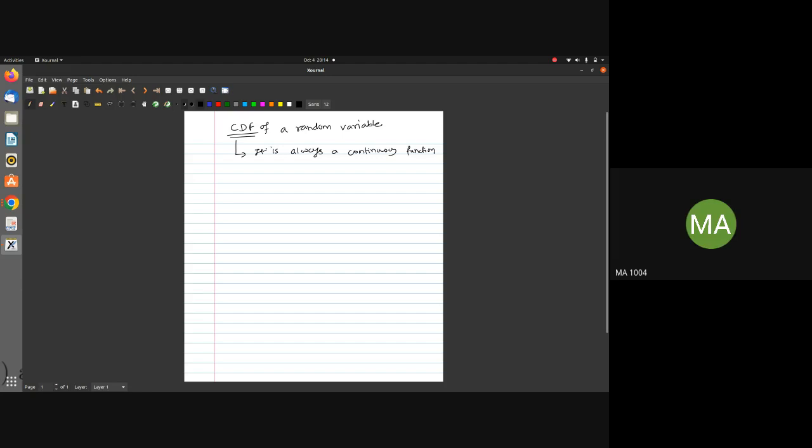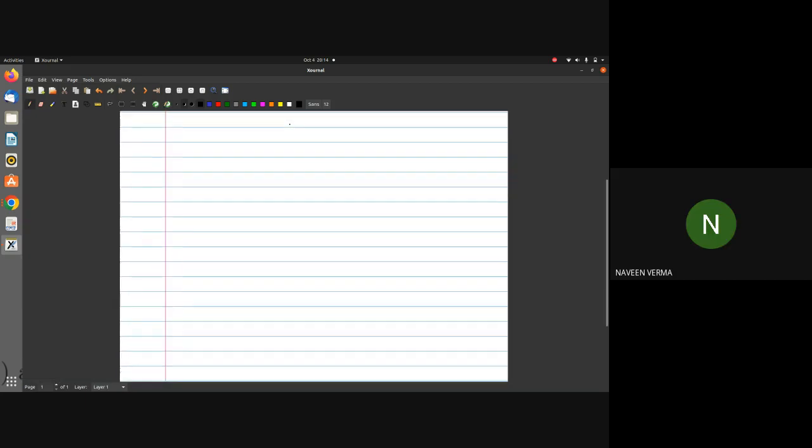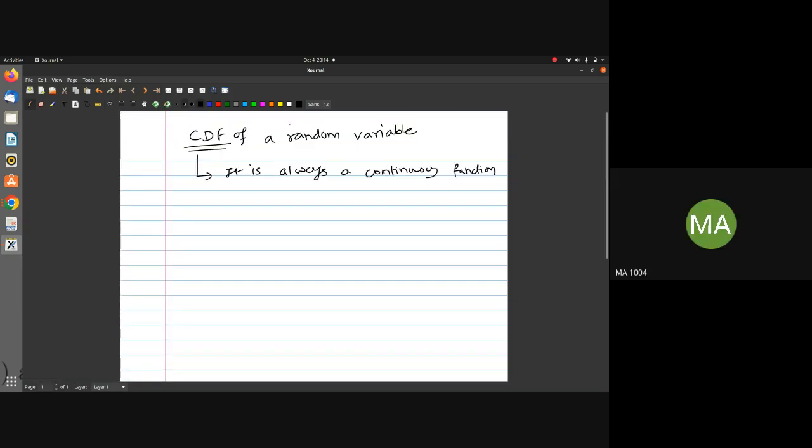So what does CDF mean? CDF is a cumulative distribution function, right? We are going to aggregate the probabilities over the range of that random variable, correct? Could you make the screen a little bigger, sir? Okay, fine. I'll try to do this. Yeah, now it's okay, sir. Okay, so CDF of a random variable is what?